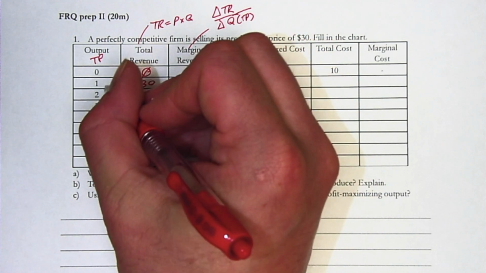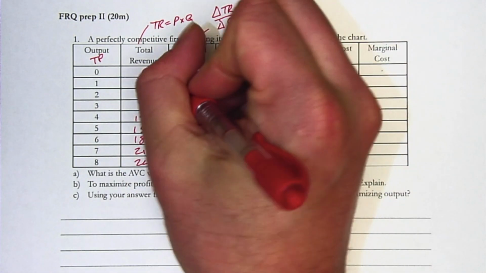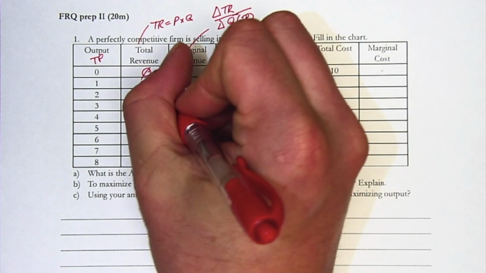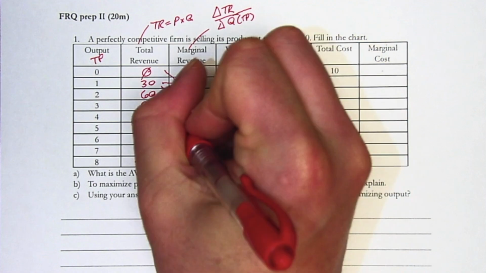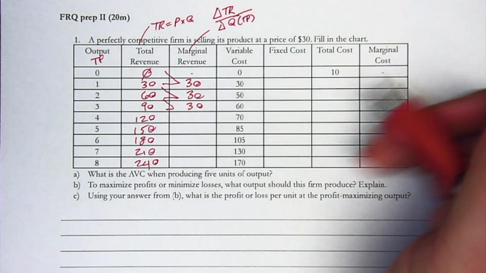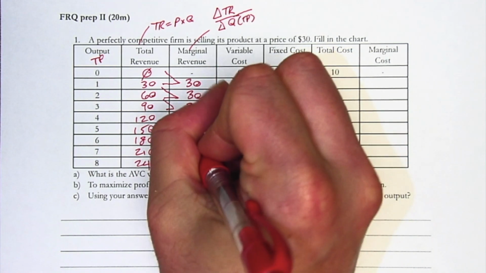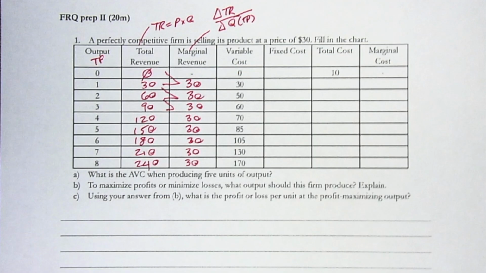Now, helpfully here the output numbers are all given in just increments of 1, so each one of these is just going to be the change from one to the next. So this one is 30, 30, 30. And because it's perfectly competitive, we know that the price equals the marginal revenue. So it's always going to be 30 every time.